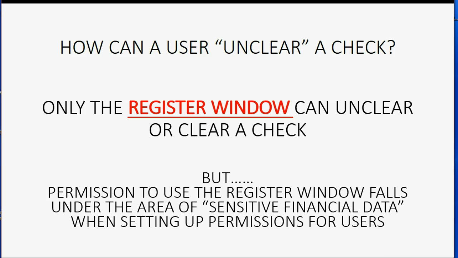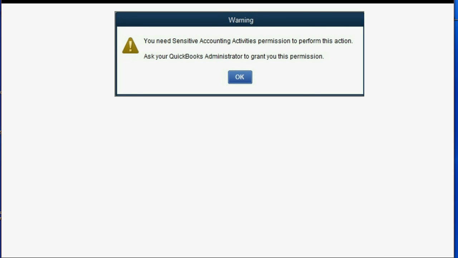If you remember a previous video, whenever a user tries to do something that they're not allowed to do, they get this warning. And the warning tells you what area of permission you need. So if the user is not able to open the register, this warning will open up and say, you need sensitive accounting permissions to perform this action. Talk to your administrator.